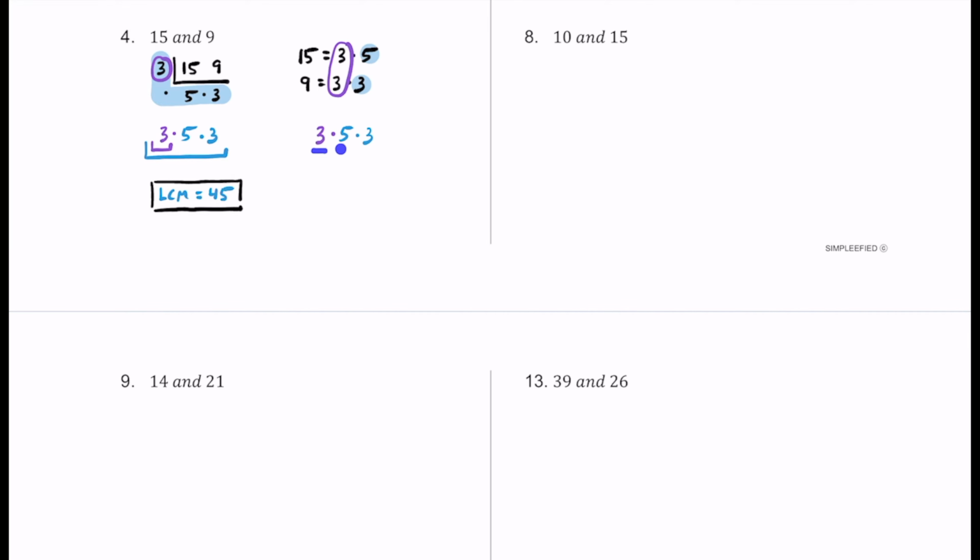Then 3 times 5 is going to be 15. 15 times 3 is 45. Or if you prefer to do 3 times 3 first to get 9, 9 times 5 is 45. You can do that as well. So you can see that's the first time they're going to meet.